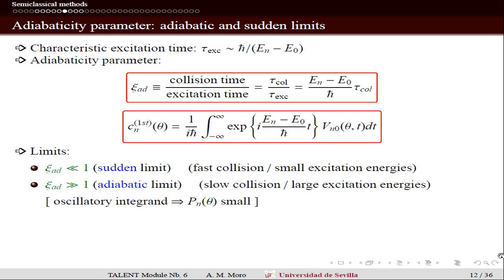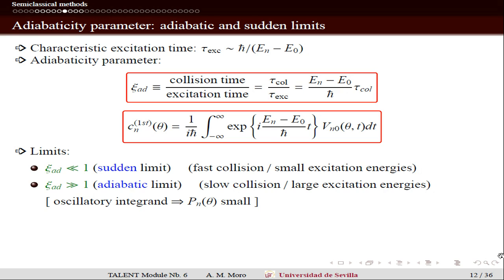So let me introduce an important parameter that appears in semiclassical scattering, and in particular in the case of Coulomb excitation. But before introducing it in the case of Coulomb, let me give a more general definition. This parameter is called the adiabaticity parameter.